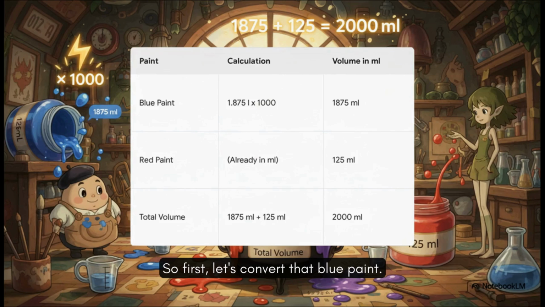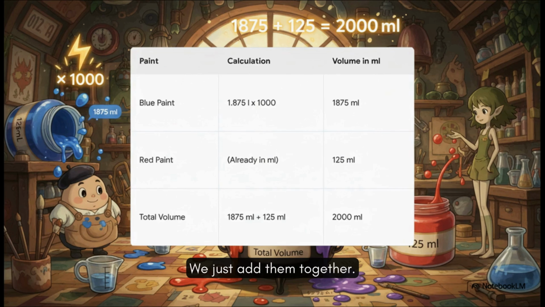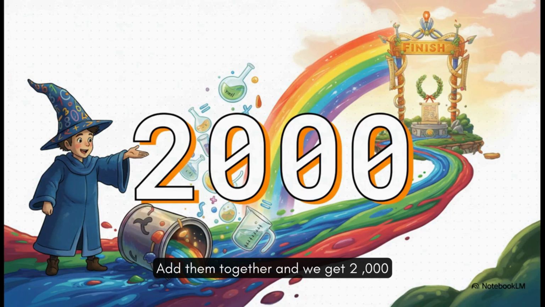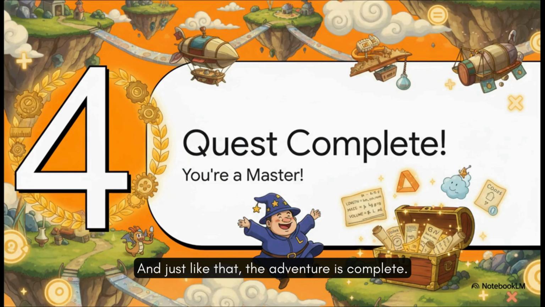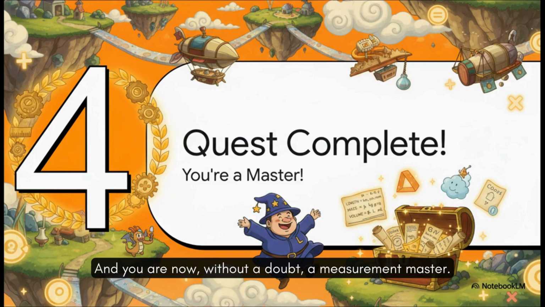So first, let's convert that blue paint. We use our power-up. 1.875 times 1,000 gives us 1,875 milliliters. The red paint is already in milliliters, so that's easy. We just add them together. Add them together and we get 2,000 milliliters of awesome new paint. You did it! The final quest is complete. Seriously, amazing work. And just like that, the adventure is complete. You have officially done it. You faced every challenge, and you are now, without a doubt, a measurement master.